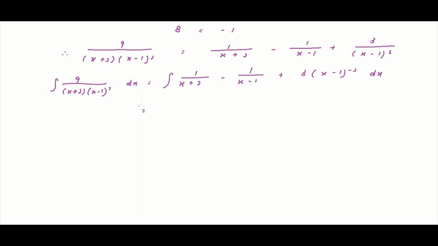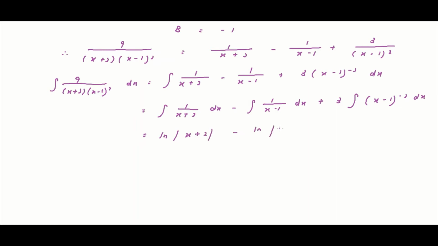So maybe let us try to split them into 3 first. Okay, minus plus, leave 3 outside. So x minus 1 to the power negative 2 dx. Okay, so now we can integrate them one by one. So you have ln x plus 2, ln x minus 1. Okay, so make sure that you check.